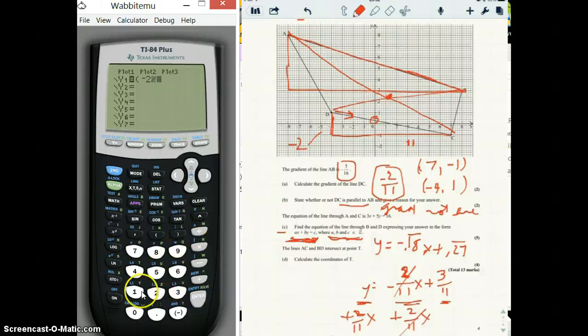negative 2/11 x plus 3/11. I'm just putting parentheses liberally here. Okay, so that's one of the formulas. And then the other formula would be the line AC. The equation of the line through A and C is 3x plus 5y equals 16. They give it to us here. Okay, that's right there, right? So we need to change that to slope-intercept form. And I'm just about to run out of time.